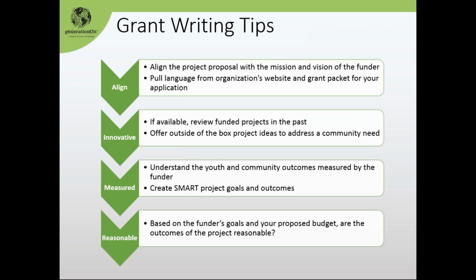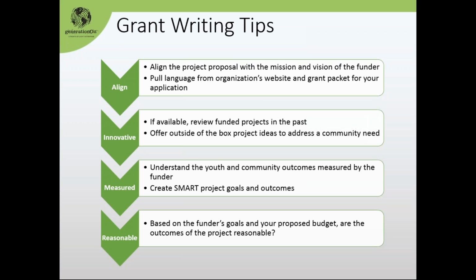So when you're writing out your goals and your outcomes, you really want to make them as SMART as possible, meaning specific, measurable, attainable, relevant, and time-bound. There is tons of information online about how to create SMART goals, but definitely we want them to be as specific as possible. And again, it's to show us that you thought through this thoroughly and intentionally.